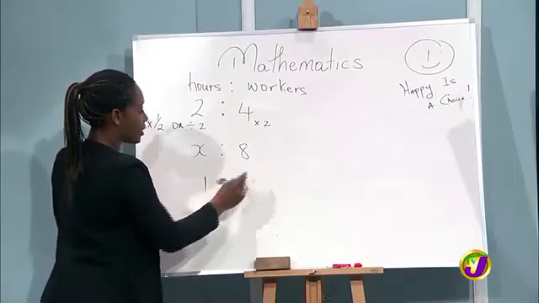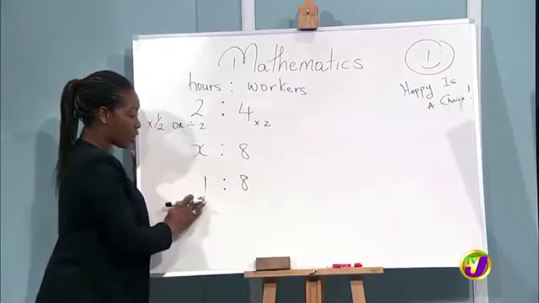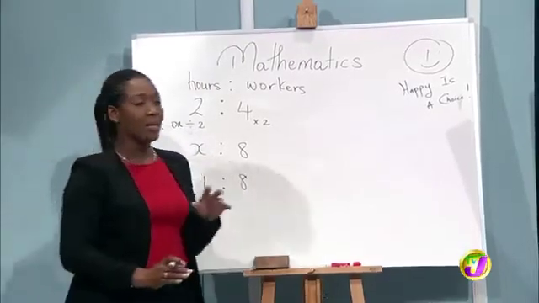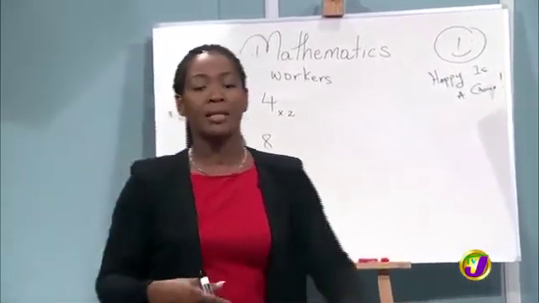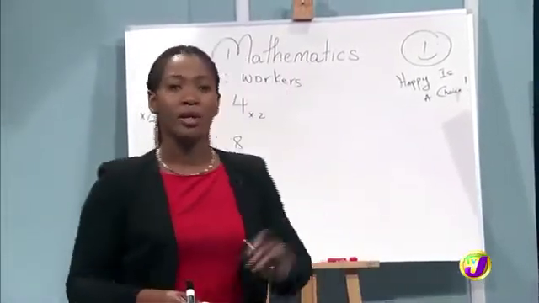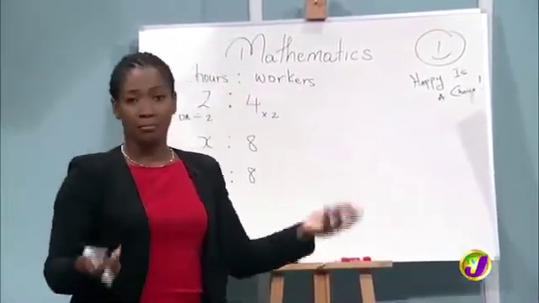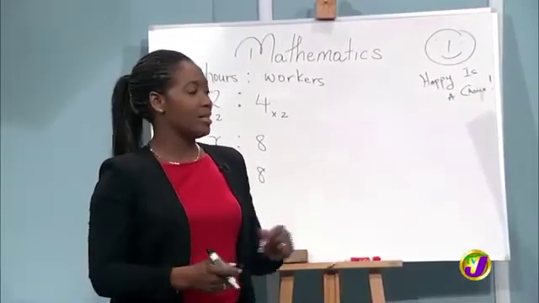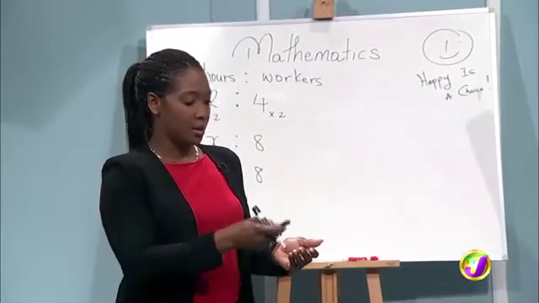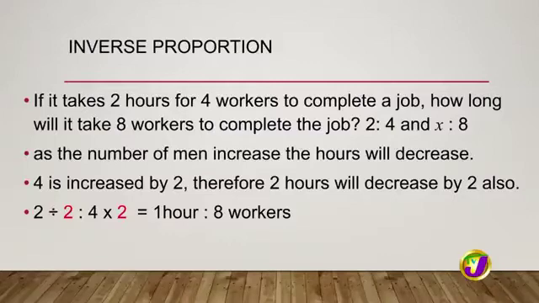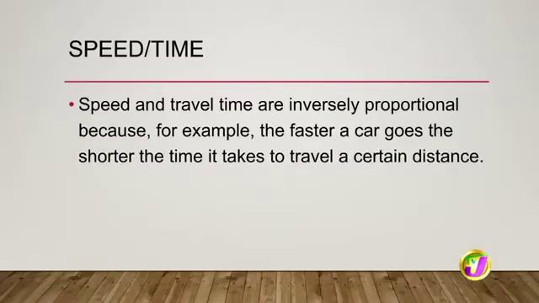So really and truly what we're saying is 8 men, 1 hour. So it's 1 hour to 8 men. If the number of workers doubled, that means the time it took to complete the job would have decreased by half. Multiplying by half is the same as dividing by 2. So we have 2 divided by 2, and 4 being multiplied by 2. So you have 1 hour to 8 workers, and that would have been that. All right, so we have speed, we have speed time.